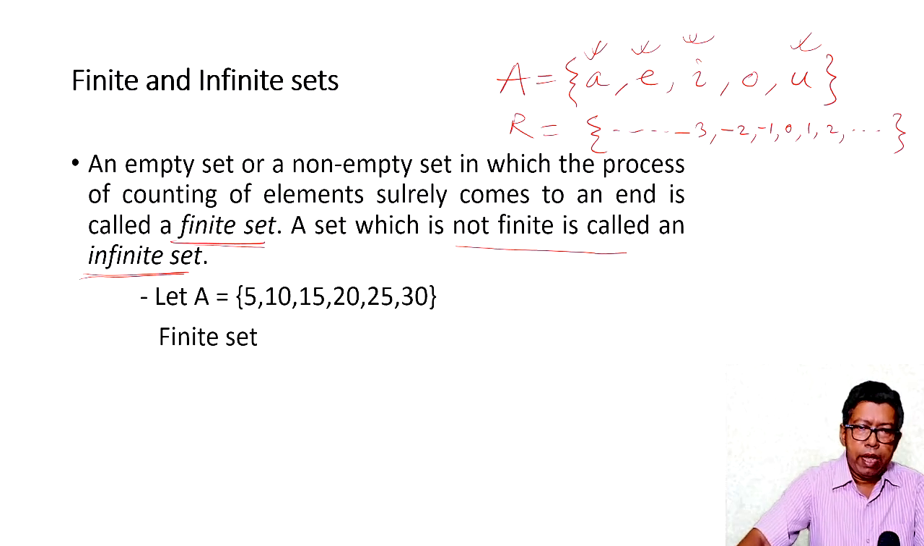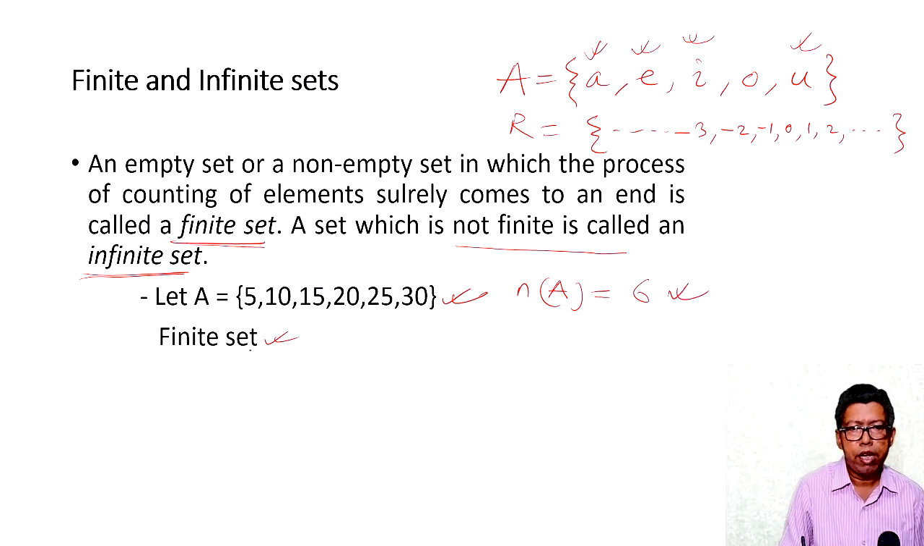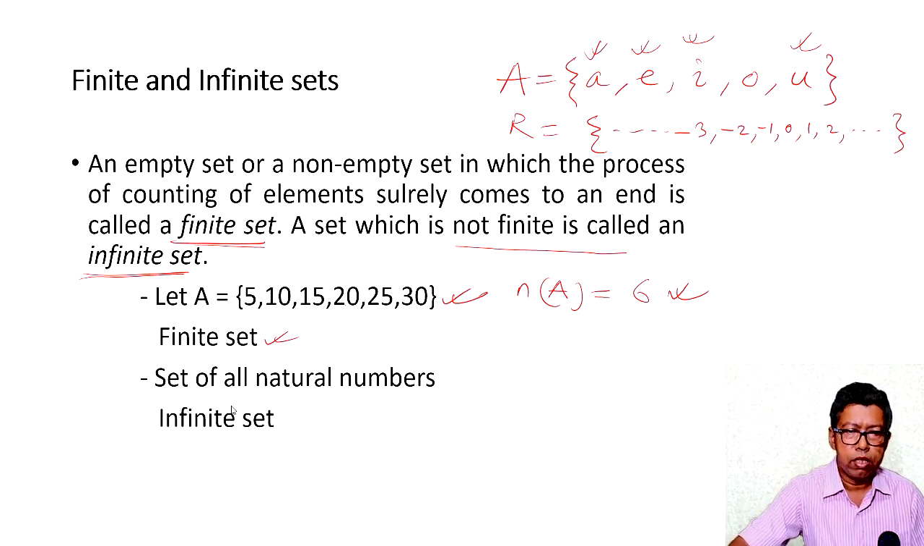For example, A is equal to {5, 10, 15, 20, 25, 30}. This is a finite set because there are a finite number of elements. What is the cardinal of the set A? The cardinal of the set A is 1, 2, 3, 4, 5, 6 elements there. So the cardinal number is 6. In a finite set you will get the cardinal number, that is the cardinality of the set. But in an infinite set you will not get this.